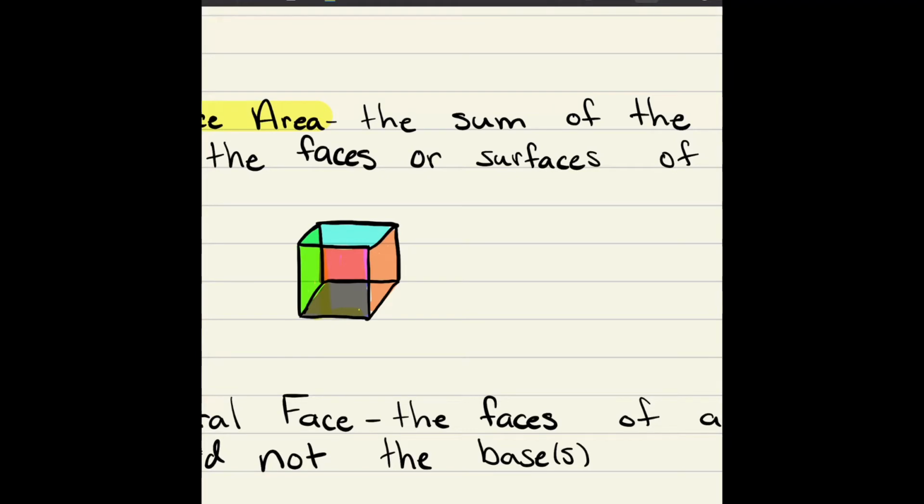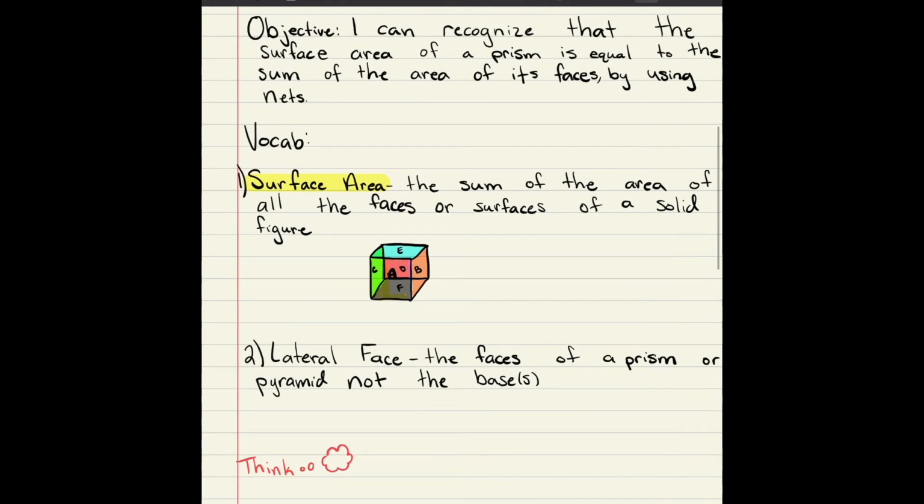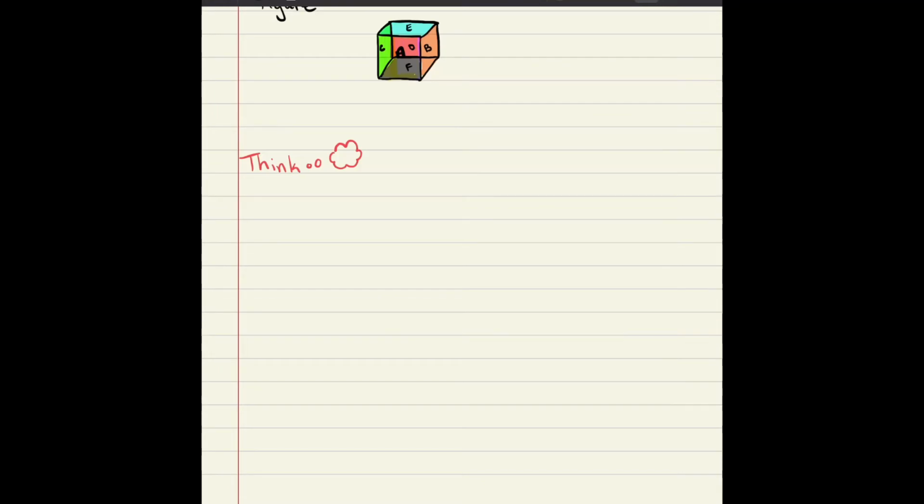Can't really tell. But so how many faces do we have here? We have the front, which is A, this side, which is B, the other side, which is C, the back side, which is D, the top or the base, which is E, and the bottom, which is F. So the surface area is the sum of all of those.